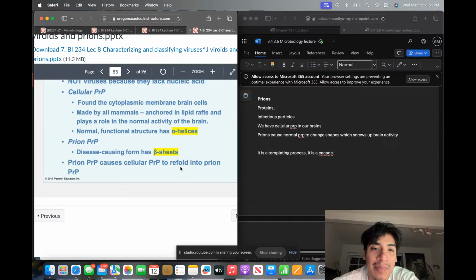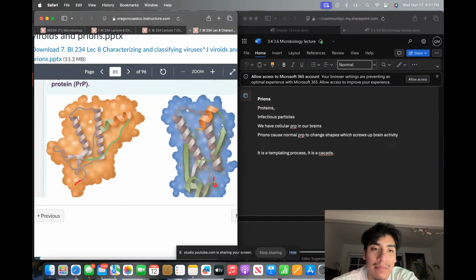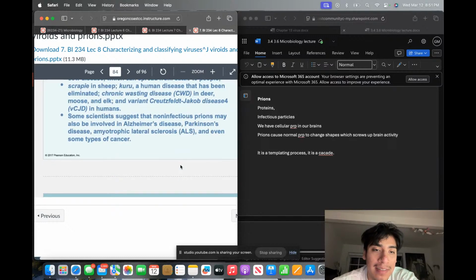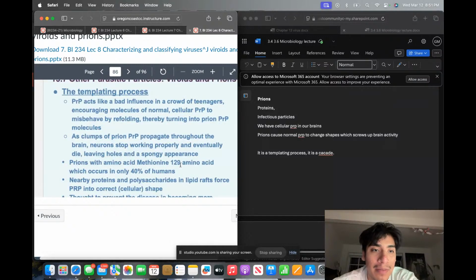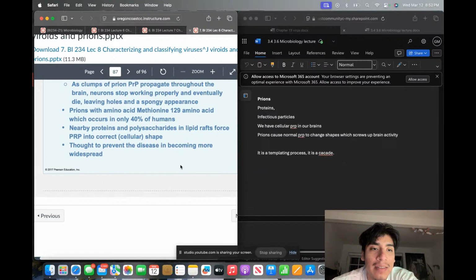And by changing shape, it can interfere with normal processes. For example, they found a link with ALS, Parkinson's disease, and Alzheimer's. If it's in the brain, it's messing with something in the brain. So prion PrP acts as a bad influence in a crowd of teenagers, encouraging molecules of PrP to misbehave, refold, and turn into prion PrP. As clumps of prion PrP propagate throughout the brain, neurons stop working properly and eventually die, leaving holes and a spongy appearance. So it just degrades it.